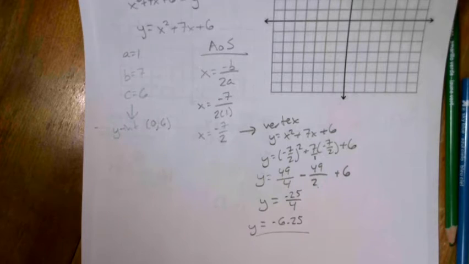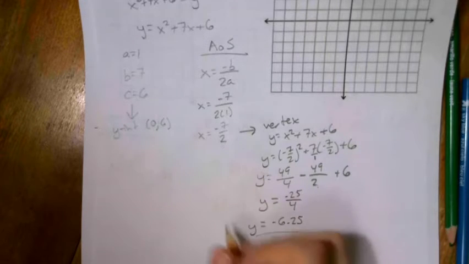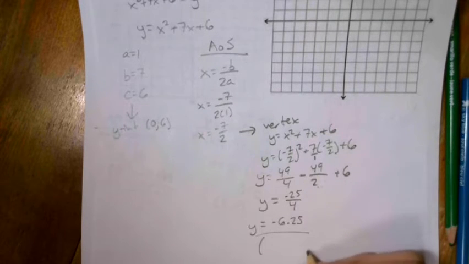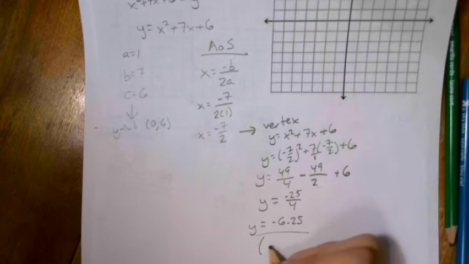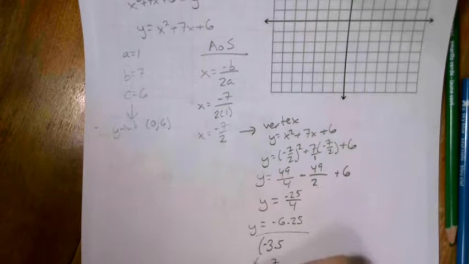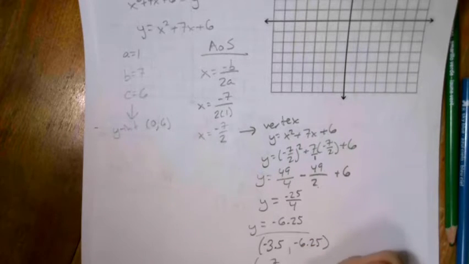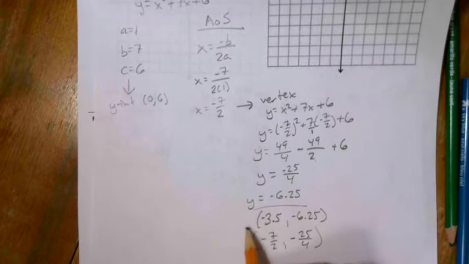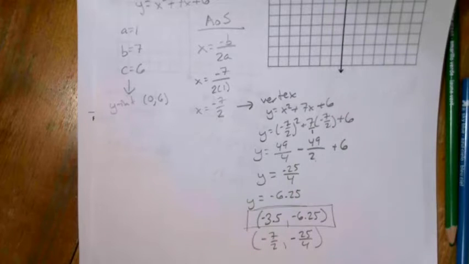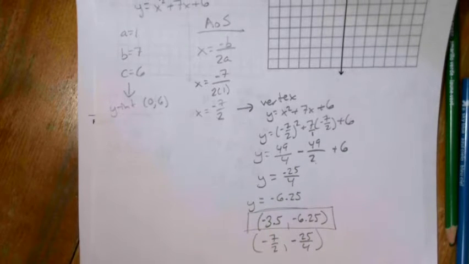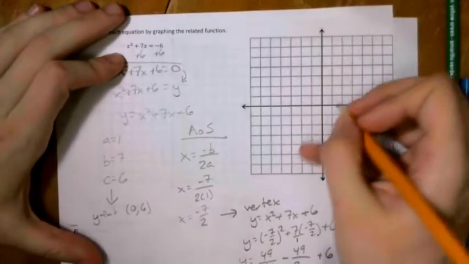Next thing we need to do is write that as a coordinate point. So our coordinate point would then be negative 3.5, or negative 7 halves, and negative 6.25, which would be negative 25 fourths. Those are our two. I'll plot this one. It's easier to graph, right? So that's our vertex, negative 3.5, negative 6.25. So on my graph up here, each box is worth 1.